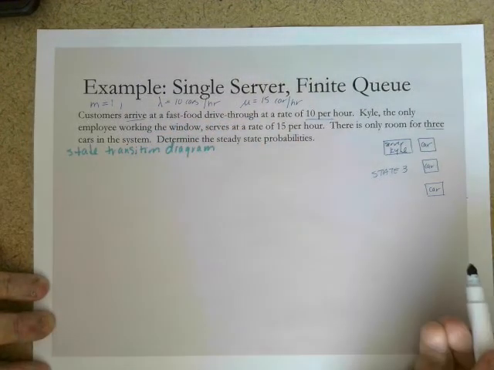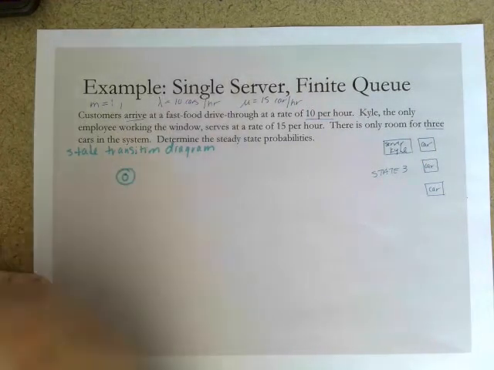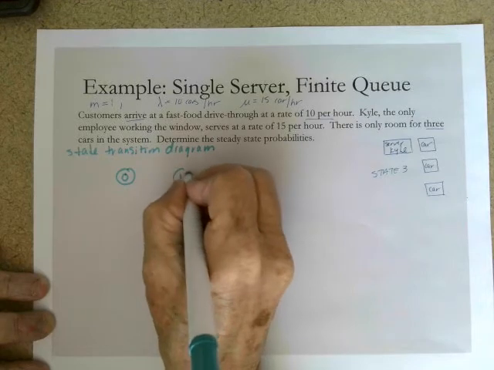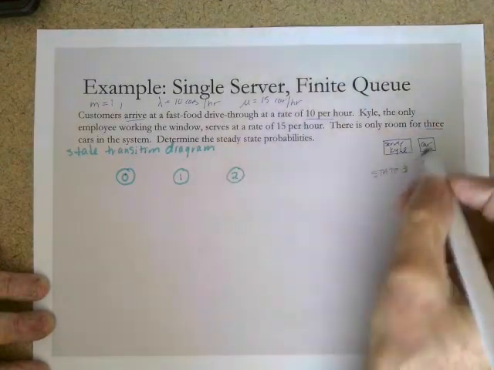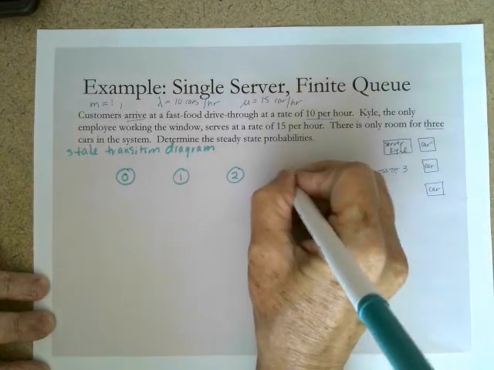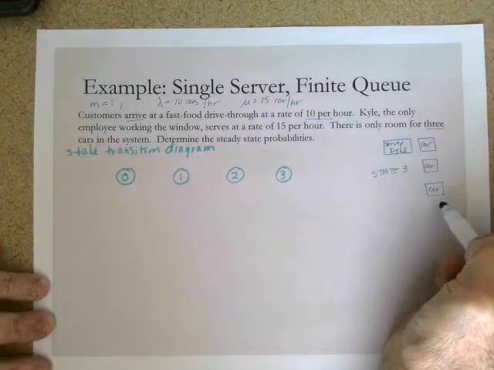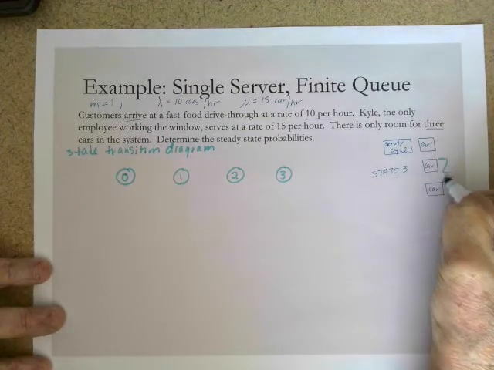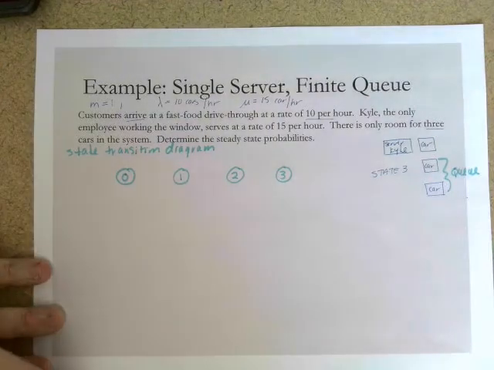So we only have 4 possible states here. We have state 0, where nobody is in the system. We have state 1, where Kyle is taking care of a car. We have state 2, where Kyle is taking care of a car and 1 is waiting. And then finally we have state 3, where 1 is in service and 2 are in the queue. So this would represent the queue, and that's the car in service.